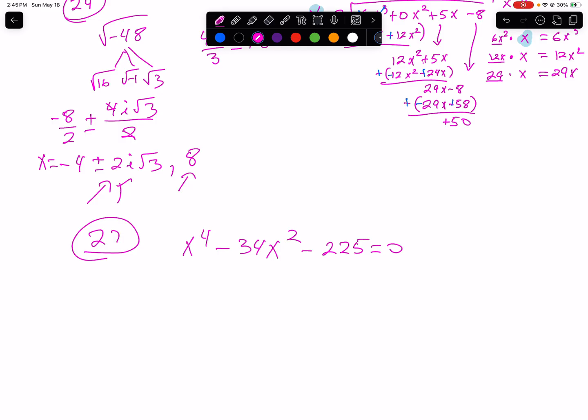So first thing I would do is try to square root 225. I think it ends in 25, so maybe I'll get lucky. It doesn't matter. Okay, so we're gonna do 225.